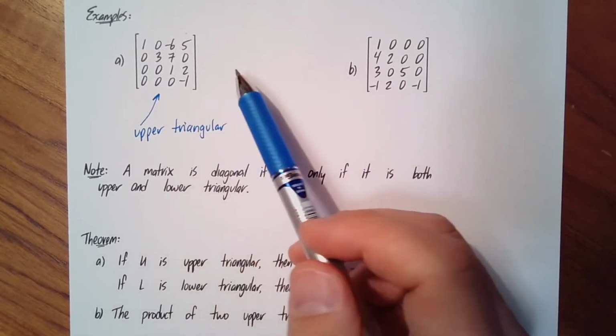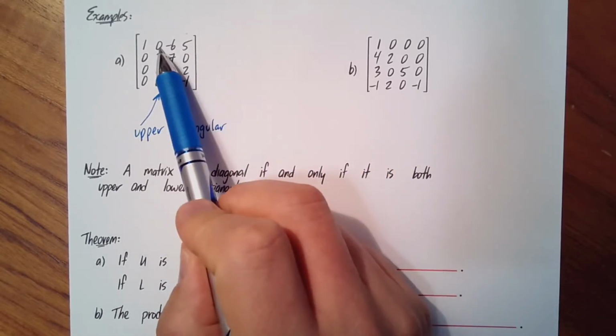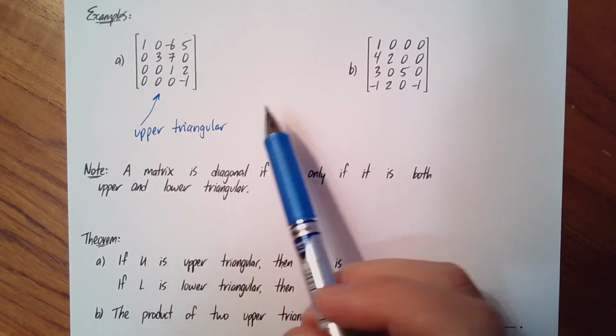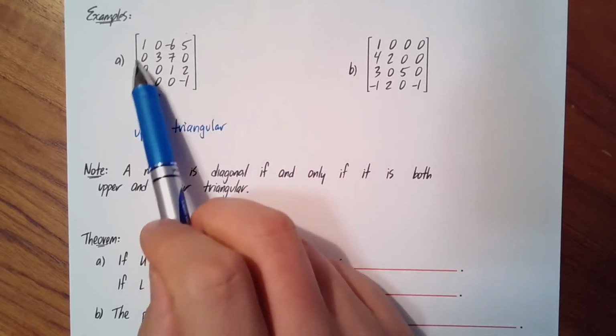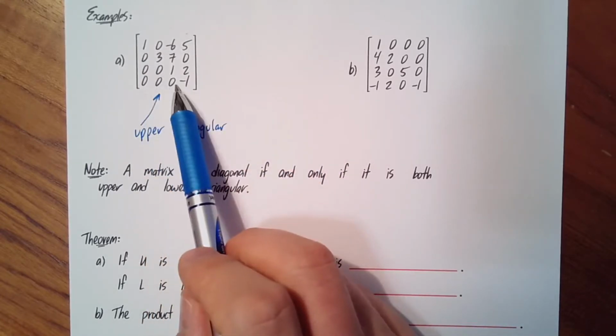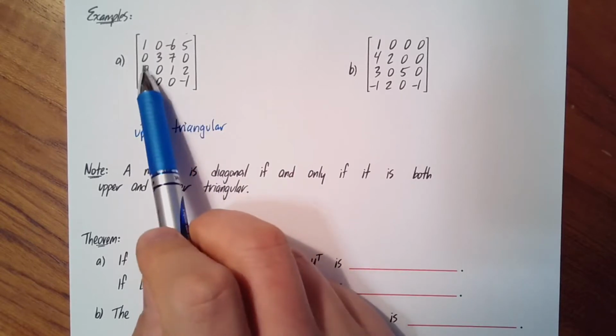They don't all have to be non-zero, right? Here's 0 and here's 0. That's okay. In fact, they could all be 0. But what does matter is you're not allowed to have any non-zero entries down here, which we don't, right? Those are all zeros. That's what really matters.